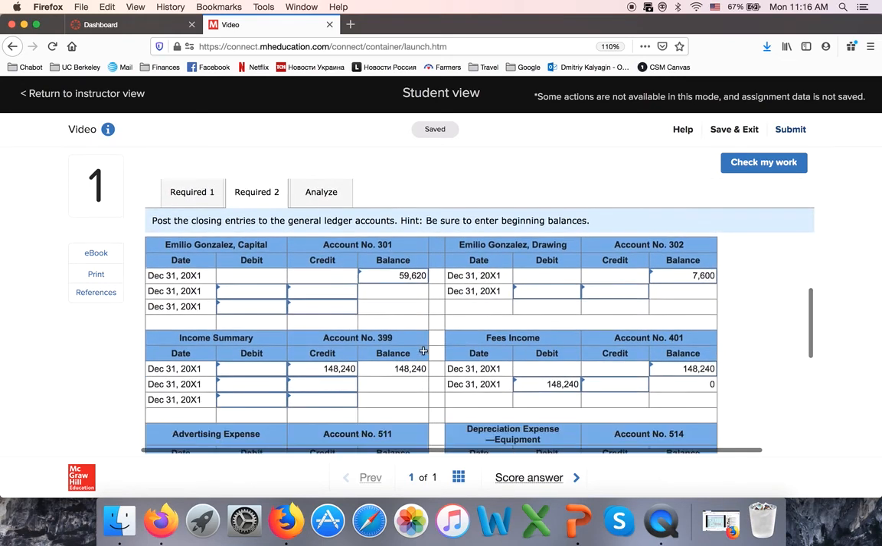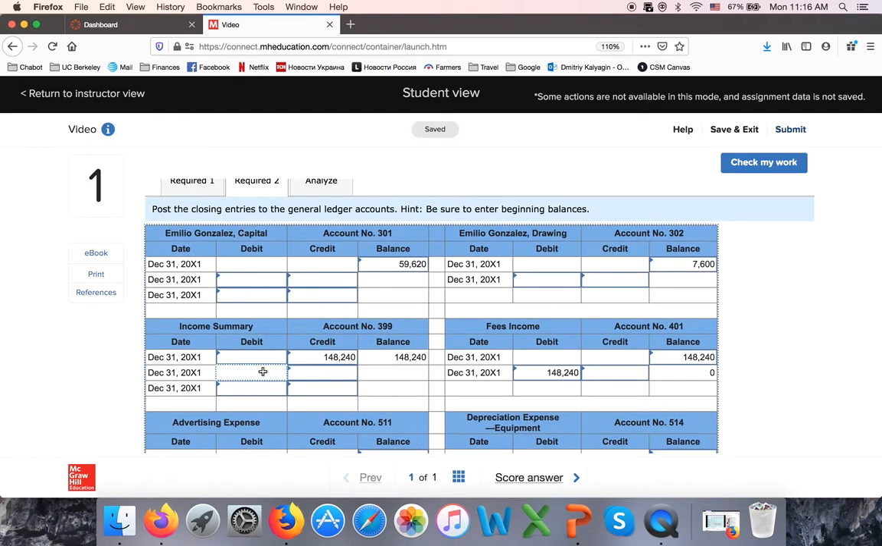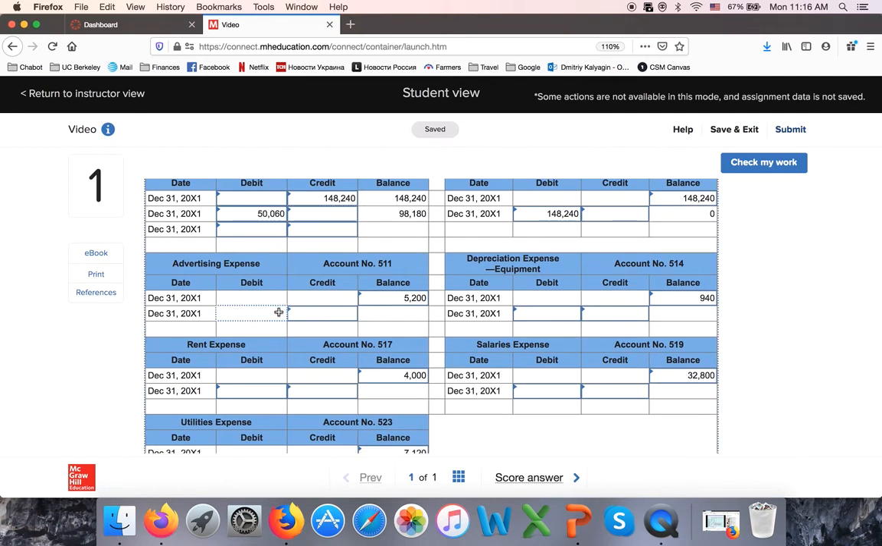So I'm going to post income summary, a debit of 50,060. And look what happens. My revenues are higher than my expenses. So what is 98,180? It's actually the amount of net income that I will move to the capital in the next step. And let me go through all of the expenses and credit all of them, which will make each of these 5 expenses zero out. So rent expense credit 4,000, and you can see zero balances in all of them, 32,800.